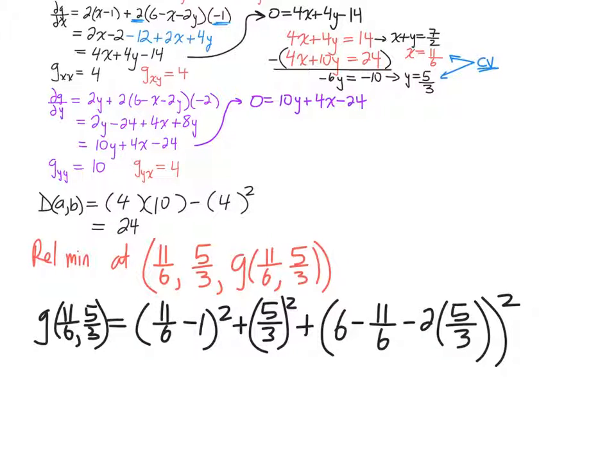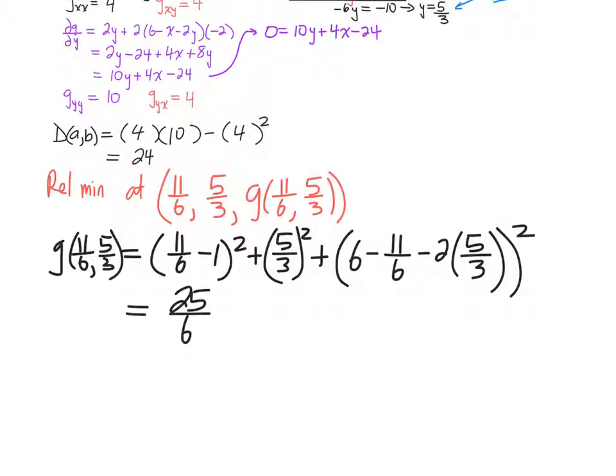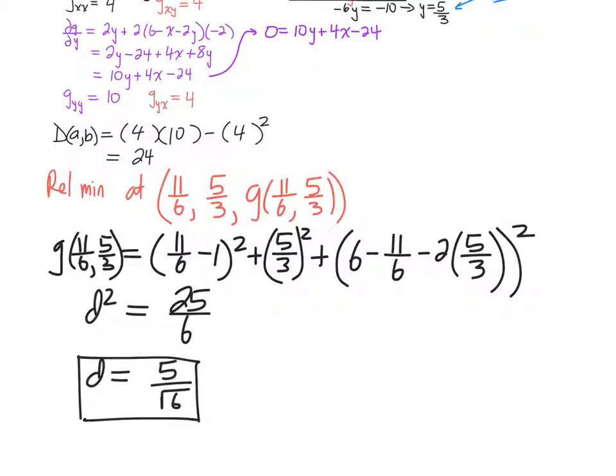All right, so a little computation. What do you get? 25 over 6, even? All right, so that's equal to d squared. So d would be equal to 5 over root 6. And ultimately, that's what they were asking for, right? They said shortest.